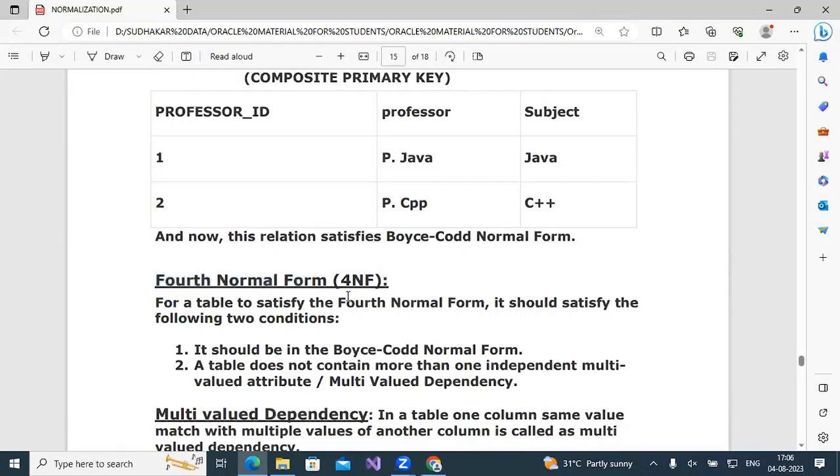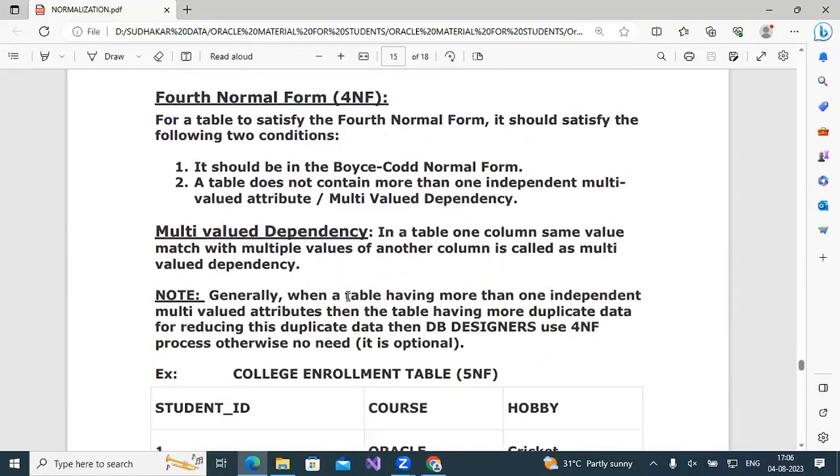Why, sir? Let's come to the fourth normalization, observe carefully. This is optional, but we will see what is what. For a table to satisfy the fourth normal form, it should satisfy the following two conditions.